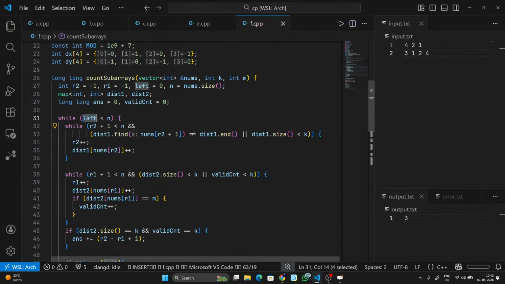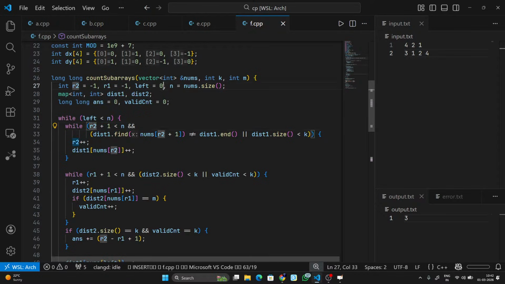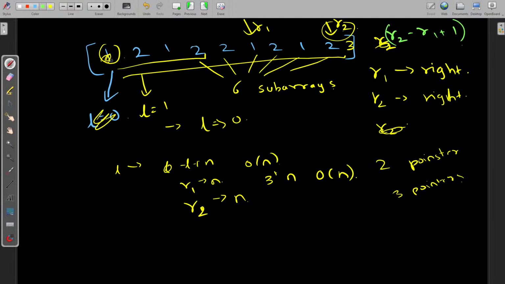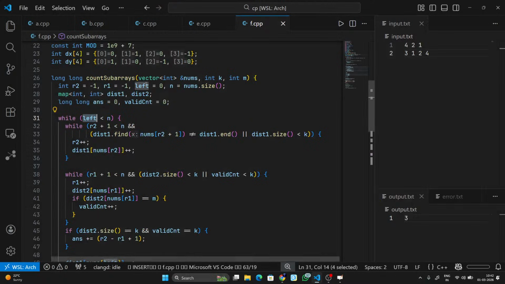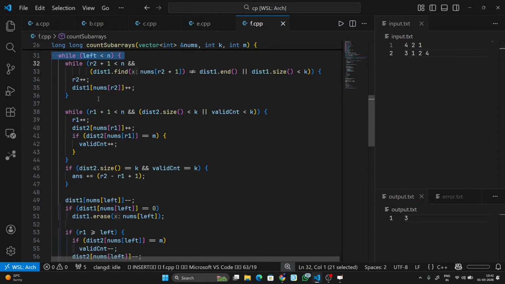So I'm iterating upon the left pointer. My left pointer starts from 0 and goes on until the last of the array. So this is my start. If my left pointer starts from here, obviously I need to check for all the subarrays starting at the left pointer, right? So it will go from position 0 to position n minus 1. That is my left pointer.